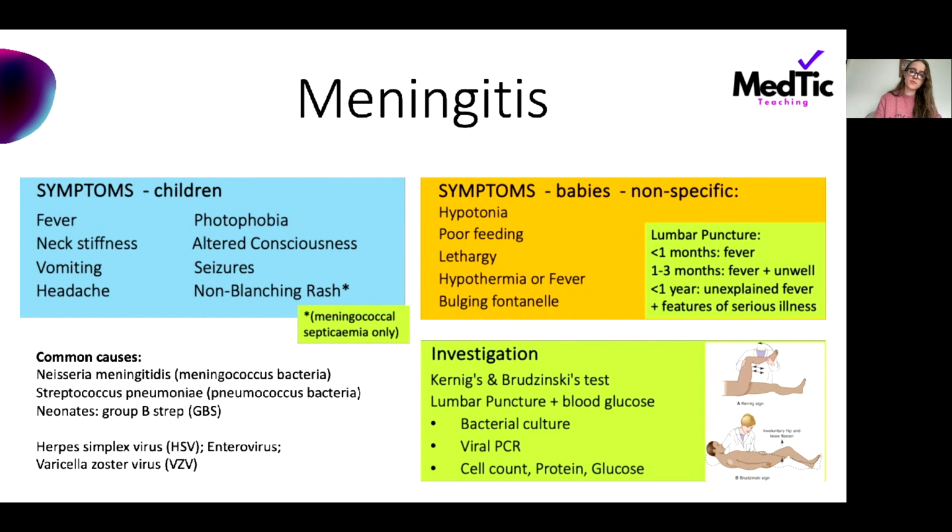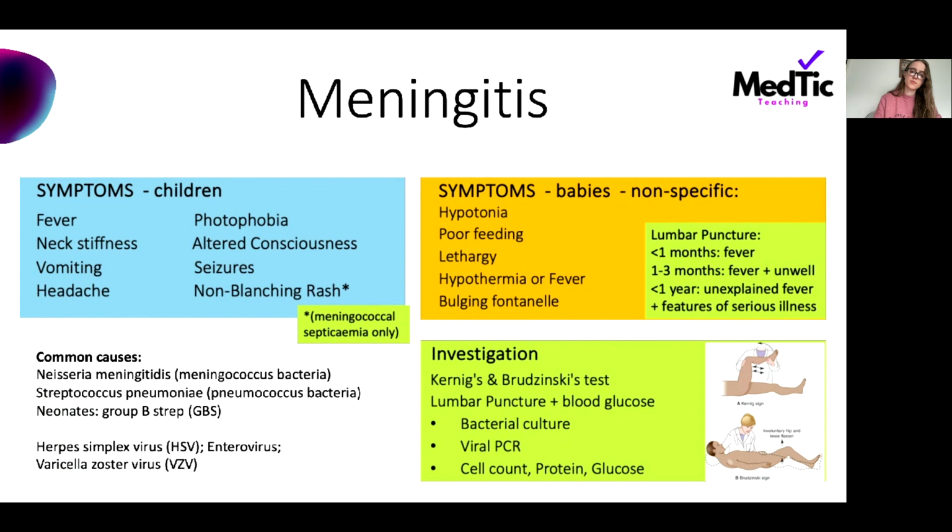Other investigations are Kernig's and Brudzinski's signs. And when you do your lumbar puncture, you want to look at their bacterial culture, viral PCR, cell count, protein, and glucose. Most common causes in children are Neisseria meningitidis and Streptococcus pneumoniae, but in neonates it's group B strep that they get during childbirth. And in terms of viruses, it's HSV, varicella and enterovirus.